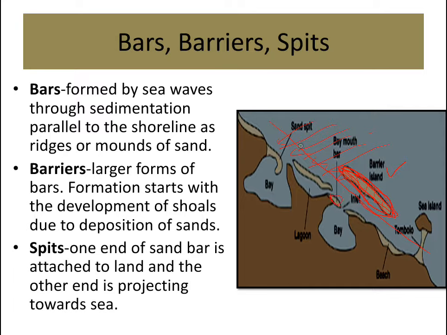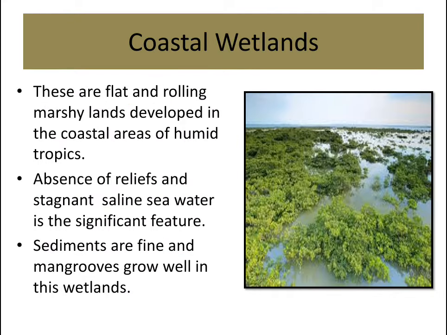Whereas in a sand spit, one end is towards the coastal landward region and the other end projects towards the sea. That is called a sand spit. Bars are formed by sea waves through sedimentation parallel to the shoreline, as ridges or mounds of sand. Barriers are larger forms of bars. Formation starts with the development of shoals due to deposition of sands. Spits: one end of the sandbar is attached to the land and the other end projects towards the sea.